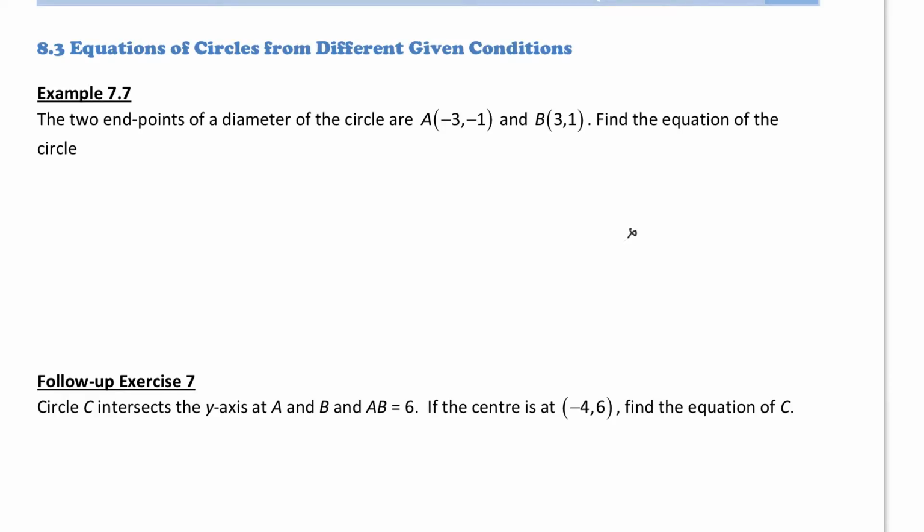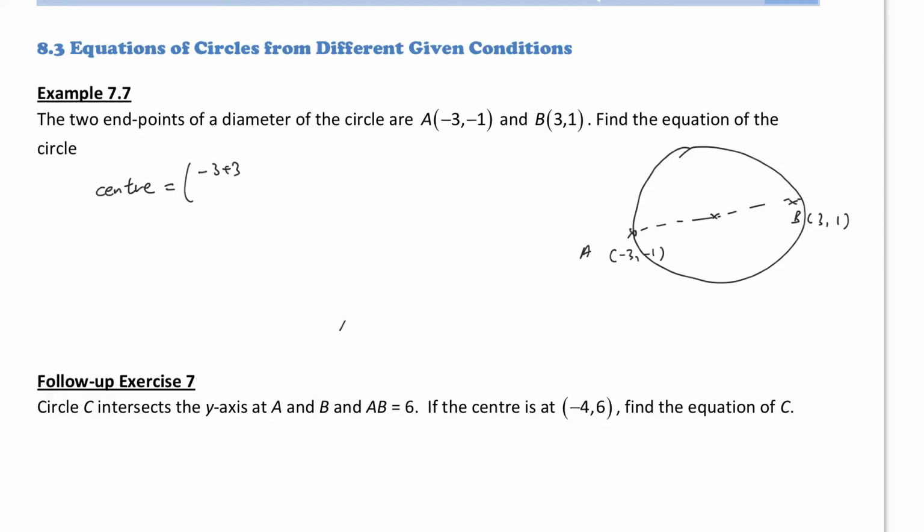One strategy is you need to sketch it. I know negative 3, negative 1 and 3, 1. This is the diameter of the circle. I need to find the center. I know the midpoint of A and B is the center. How to find the midpoint? Add them together, divide by 2. Remember, it's add them together, divide by 2, it's not subtract. So it's negative 3 plus 3 over 2, and negative 1 plus 1 over 2. So it's 0, 0.